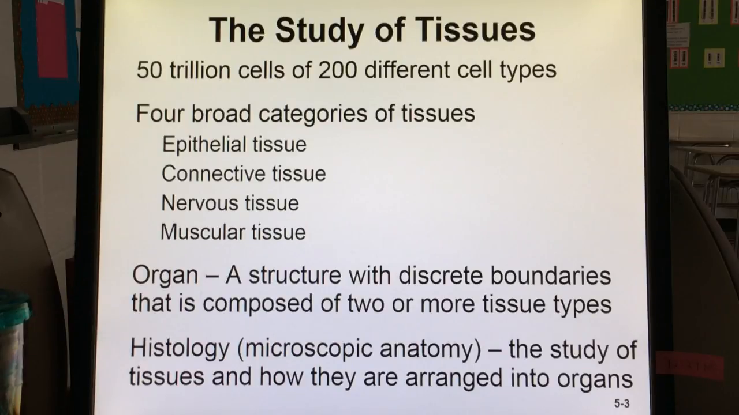So histology is the word we use when we're looking at the microscopic anatomy of the tissues. So we're going to study those tissues and how they are arranged into organs. And a lot of times the histology, the microscopic anatomy, is going to be able to help us understand the function.